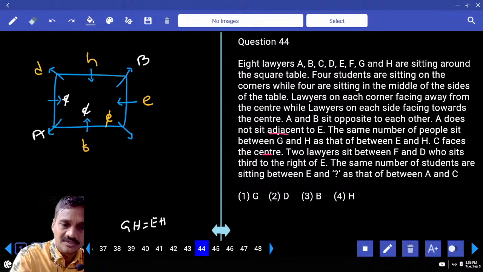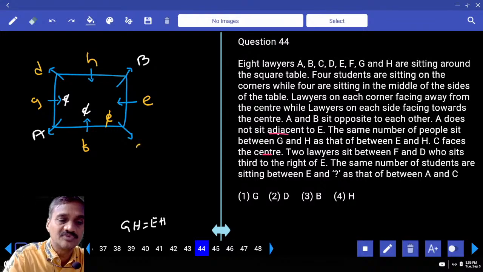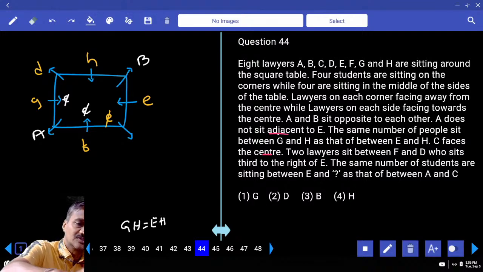And E and H. Now between E and H there is exactly one person, and then E and H, then G and H, one person. C must be here. But what happened to C? C must be facing towards the center. Is it possible? No. This case is ruled out.